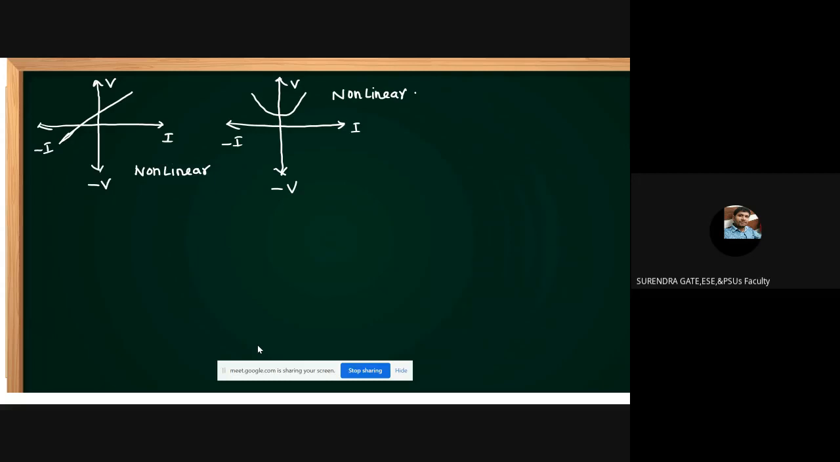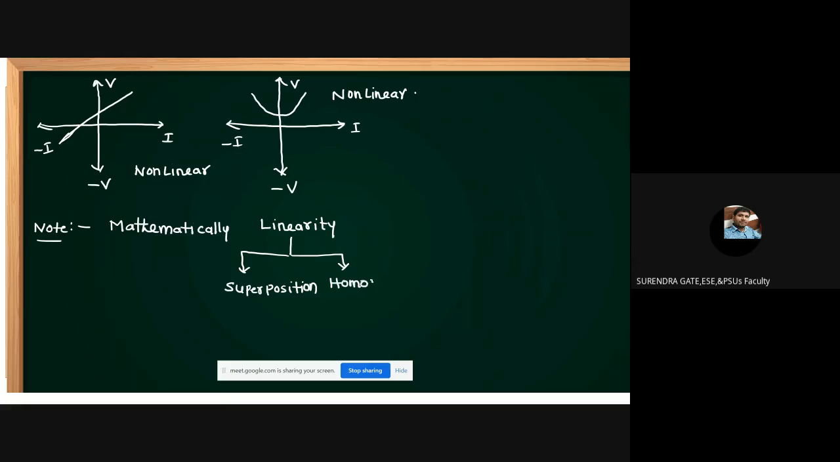Then how to identify it mathematically? I'm writing a note. Mathematically, a system is said to be linear, or an element is said to have linearity. For linearity, it must satisfy the superposition and homogeneity principle.